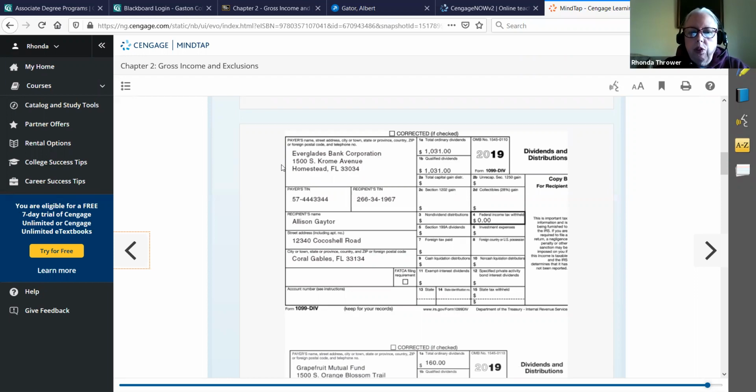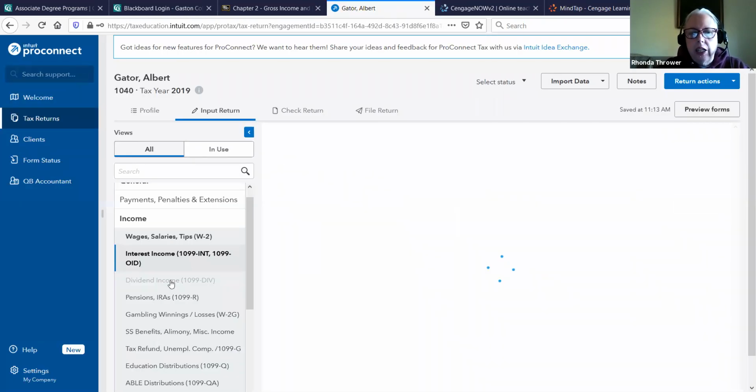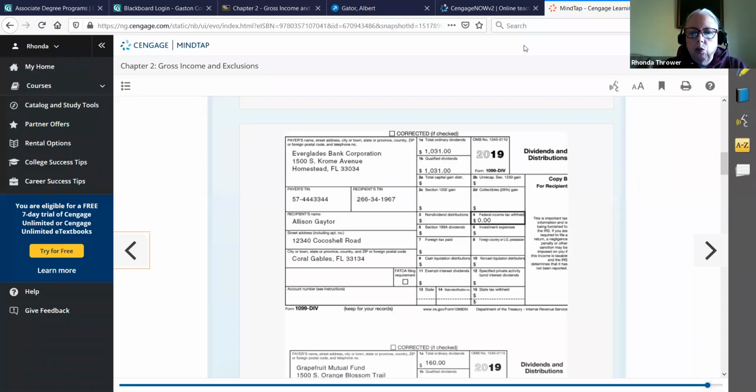Since they were from different companies, we've got to record the different companies in ProConnect. So we're going to start with Everglades Bank Corporation. I'm going to go back to ProConnect. I'm going to click on dividend income to get it expanded. And in the first block, I'm going to put the name of the payer who paid us the dividends. And that again was Everglades Bank Corporation.